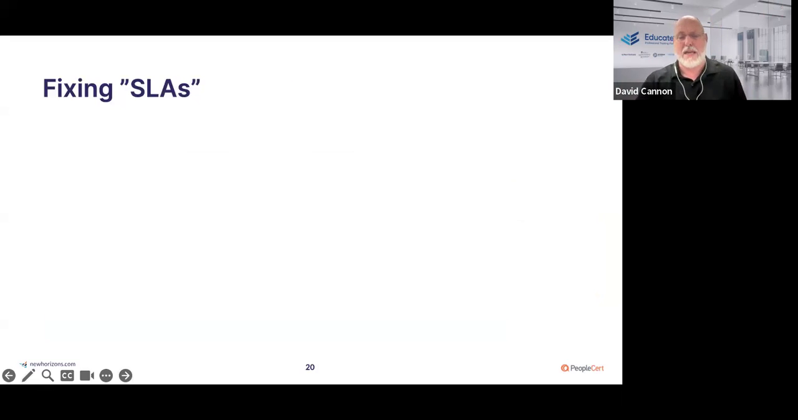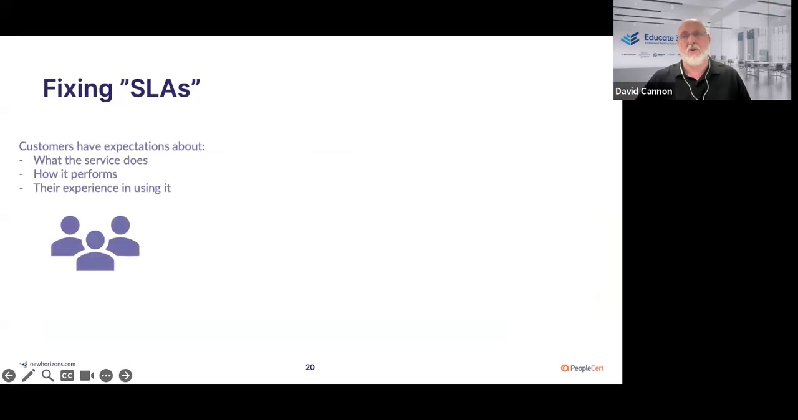Here's another one. This is my favorite, SLAs. We love to use that word SLA, and every good tool has a field for SLAs.